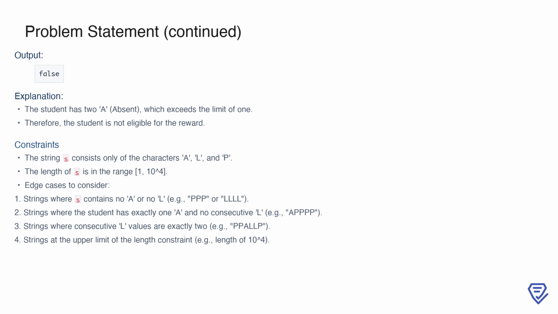To summarize, the constraints for this problem require that the string S consist only of the characters A, L, and P, with a length between 1 and 10,000. When solving this problem, you should also think about edge cases such as strings with no A or no L, strings that are exactly at the length limit, and records that just barely meet or fail the criteria, like having exactly two consecutive L or exactly one A.